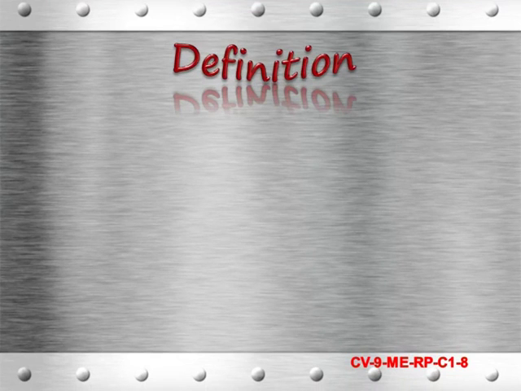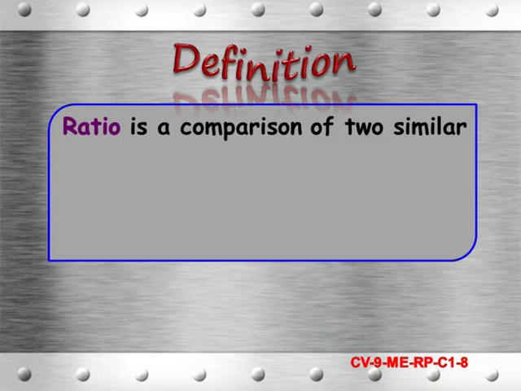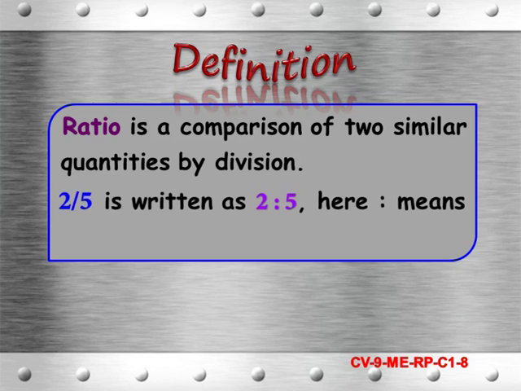Here is the definition of ratio. Ratio is a comparison of two similar quantities by division. Now, how do we read 2 by 5 in the ratio form? 2 by 5 is read as 2 is to 5, and 2 by 5 is written as 2:5. Here, the means is 2. Note down this definition in your notebook.